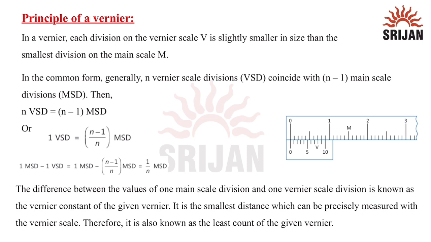Now, the difference between the values of one main scale division and one vernier scale division is known as the Vernier constant of a given vernier. It is the smallest distance which can be precisely measured with the vernier scale. Therefore, it is also known as the least count of a given vernier.